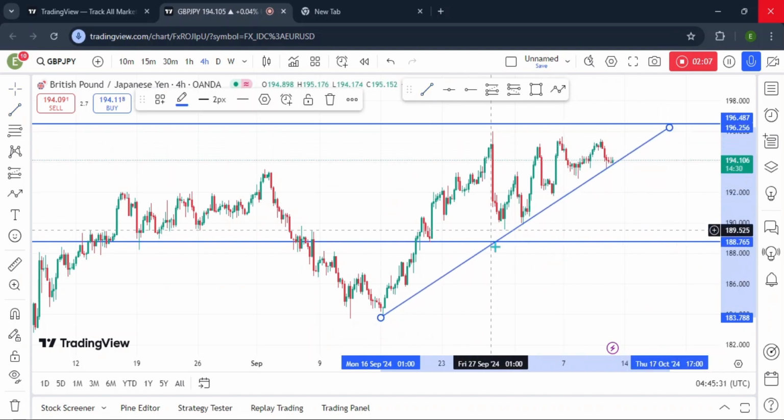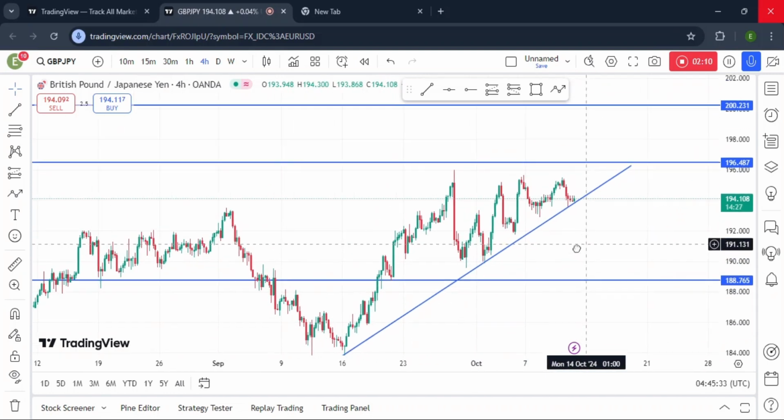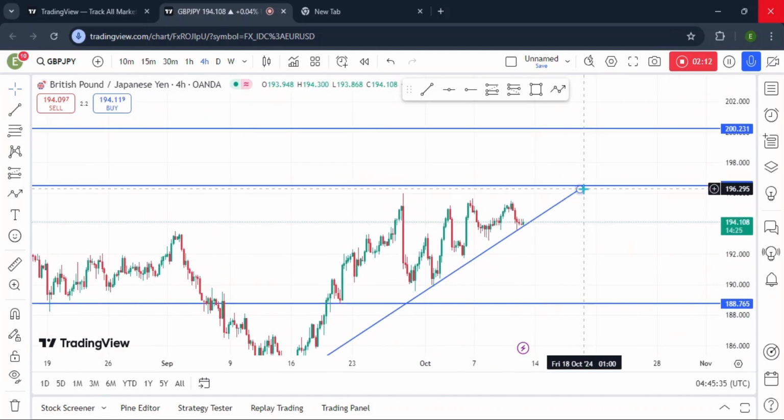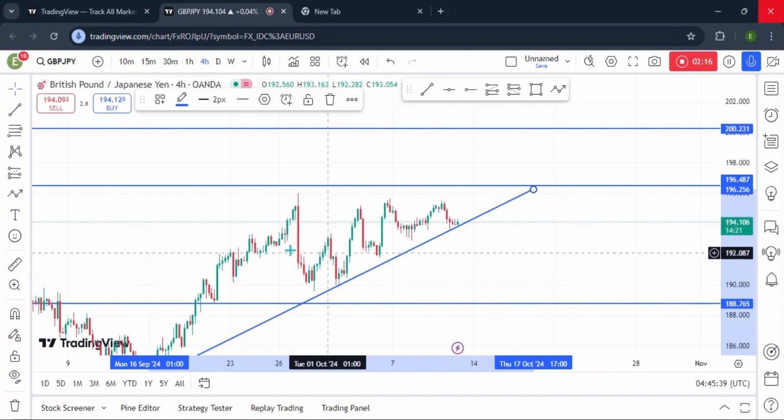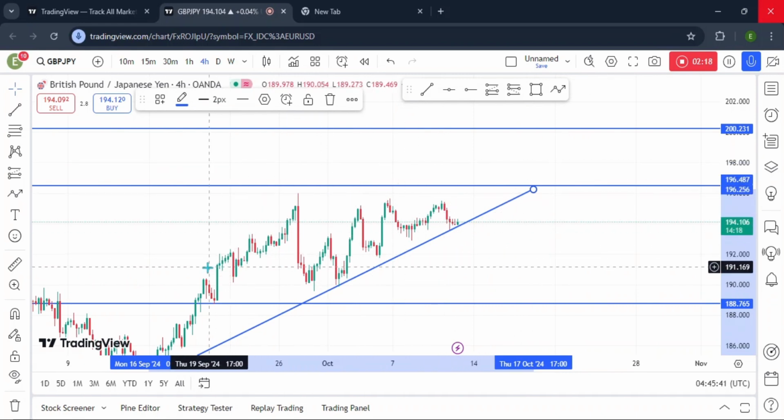There we go. So that is the uptrend line. As you can see, it's not breaking through candles and not breaking through wicks. So you have your uptrend line there. Now, at this particular level, what do you notice?